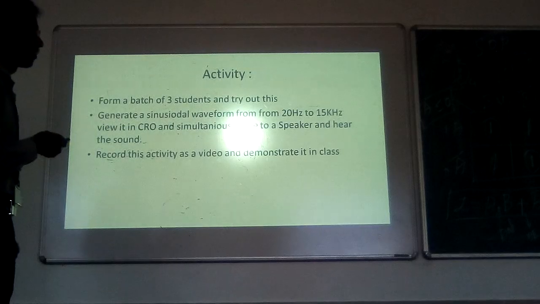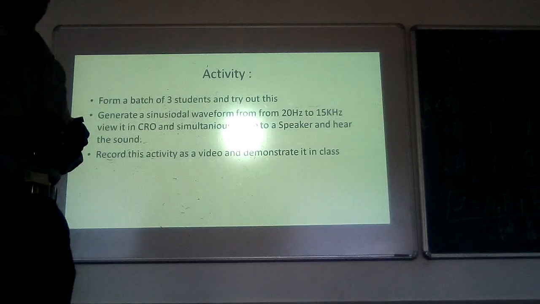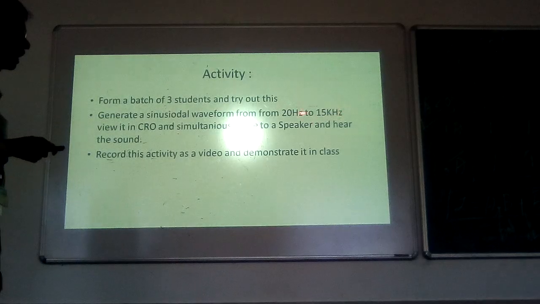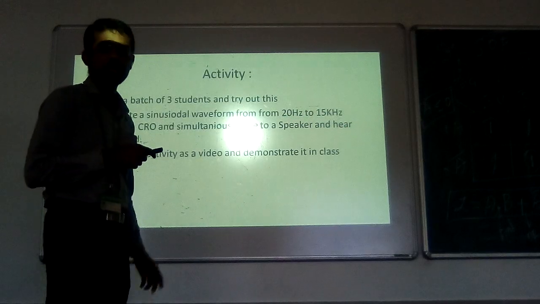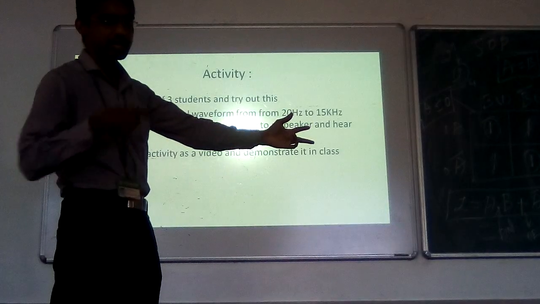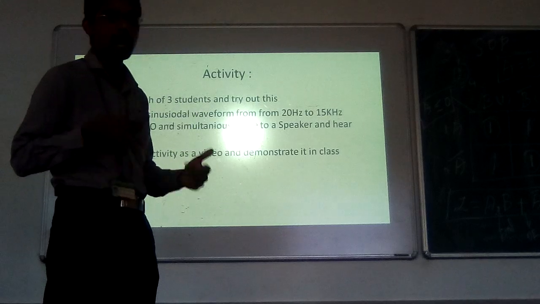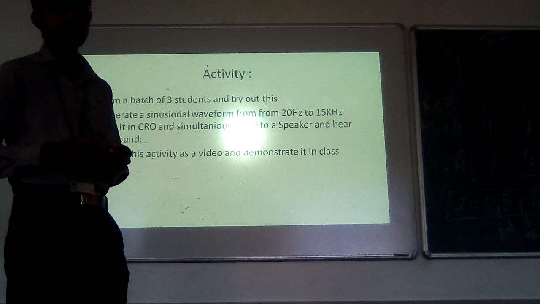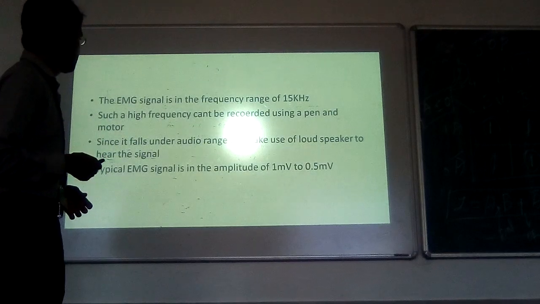So this is the activity we have planned today. One batch of students needs to be formed. They need to generate signals from 20 Hz to 15 kilohertz, because that is the audible frequency range. You need to generate a signal using the function generator, give it to the oscilloscope simultaneously, and also give it to a loudspeaker, and try to see how it sounds. That almost sounds like what we hear today. So you will have almost real-time exposure, right? So that's all about today.